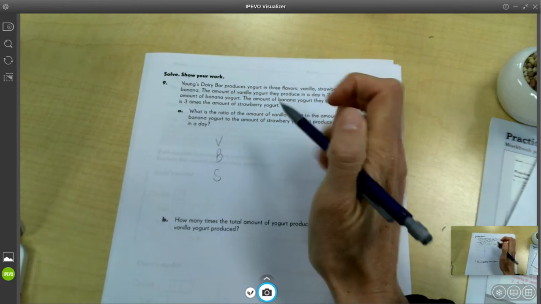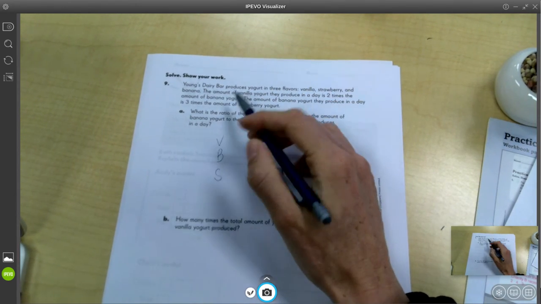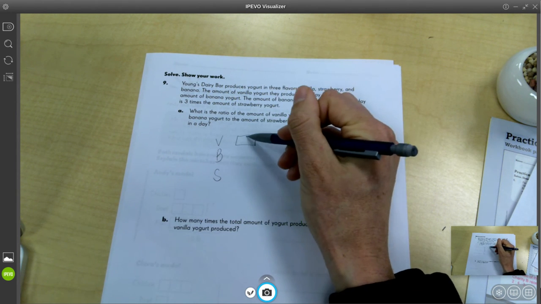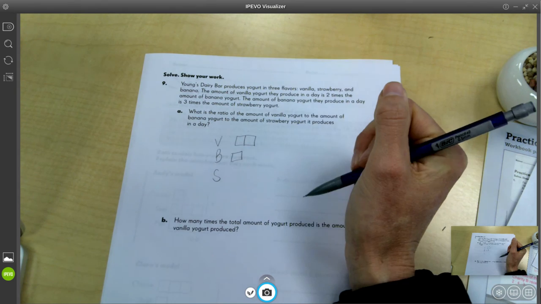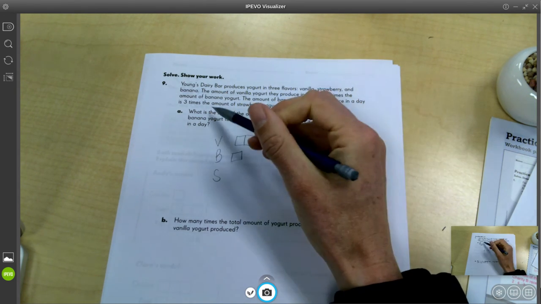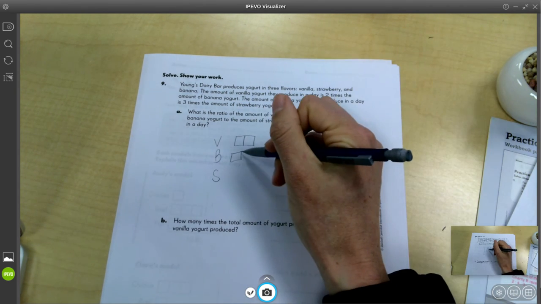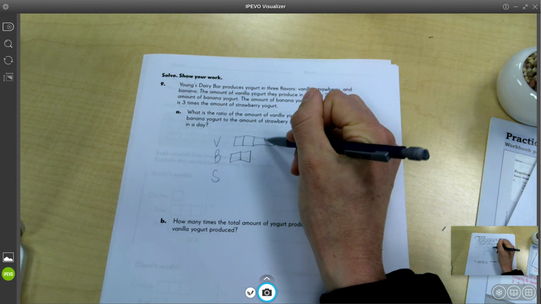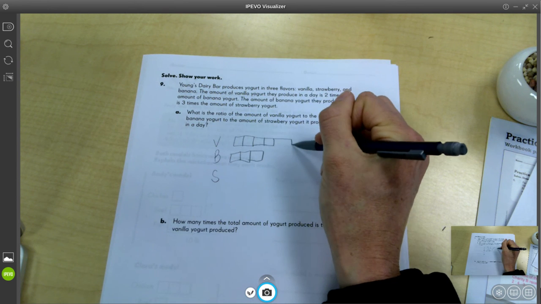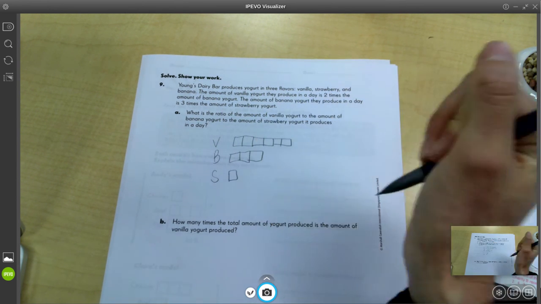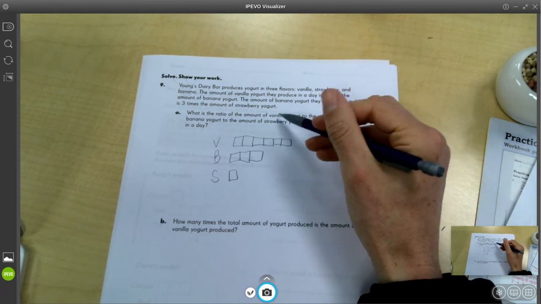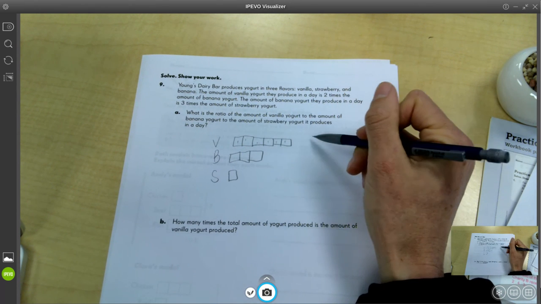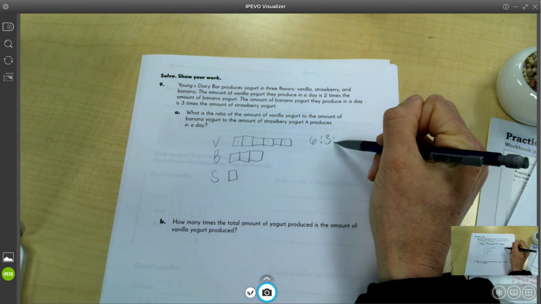I'm going to draw some bar models too because here we change a little bit. So the amount of vanilla yogurt they produce is 2 times the amount of banana. So vanilla gets 2, banana gets 1. The amount of banana yogurt they produce in a day is 3 times the amount of strawberry yogurt. So here we need 3, but every 1 we add here, we have to add 2 here to keep it in the ratio. And strawberry gets 1. So the amount of vanilla to banana to strawberry is 1, 2, 3, 4, 5, 6 to 3 to 1.